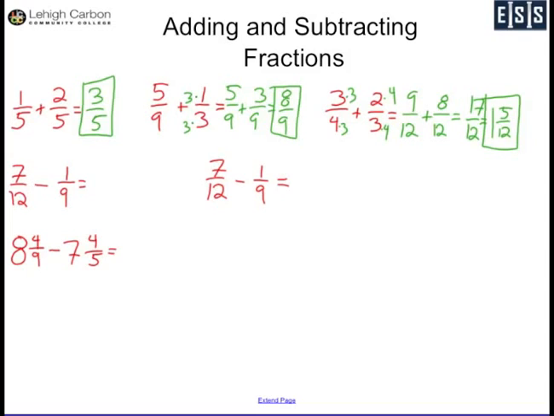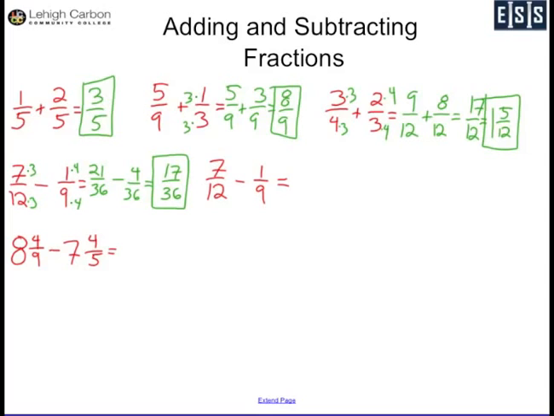Next, we have 7/12 minus 1/9. A common multiple for both 12 and 9 is 36. So I'm going to multiply the first fraction, top and bottom, by 3. And I get 21 over 36 minus 1/9. I'm going to multiply top and bottom by 4 to get my 36 on the bottom. So that's 4/36. 21 minus 4 is 17/36.